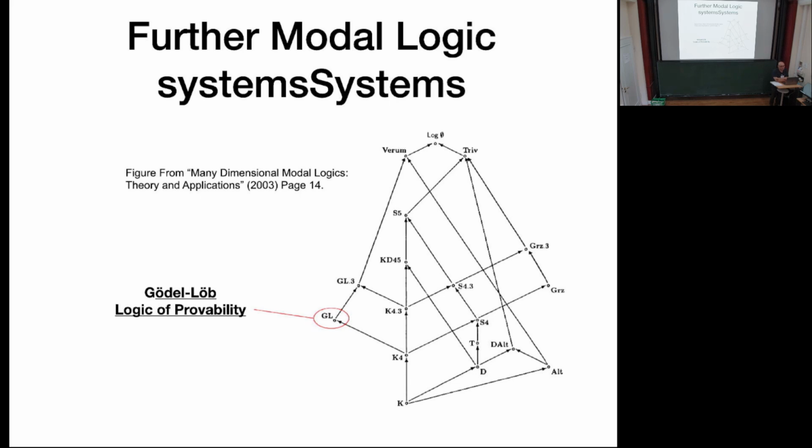But isn't it the case that the arrows now look in the opposite direction? Yes, the two pictures are not coherent, sorry, because they are taken from different sources. But what you have to keep in mind is that K is the minimal system and the others are extensions, okay? And this is just to give an idea of the variety of modal systems that you can have, and correspondingly the variety of interpretations that you can have for the box and diamond operators.